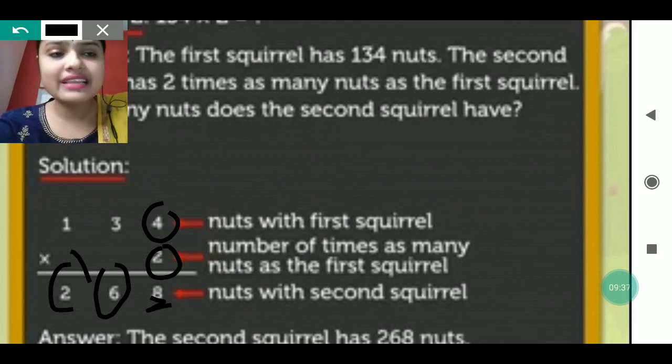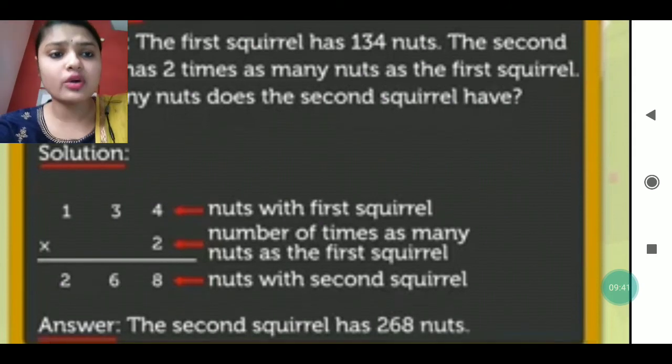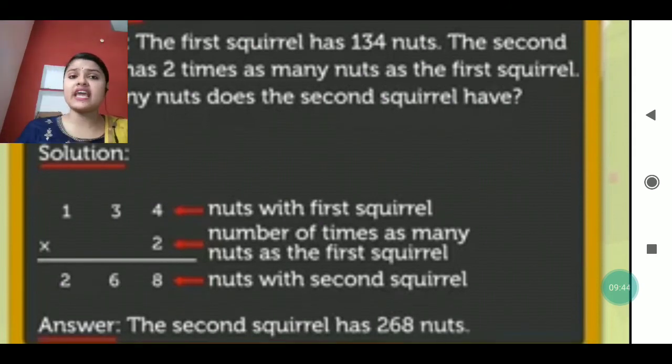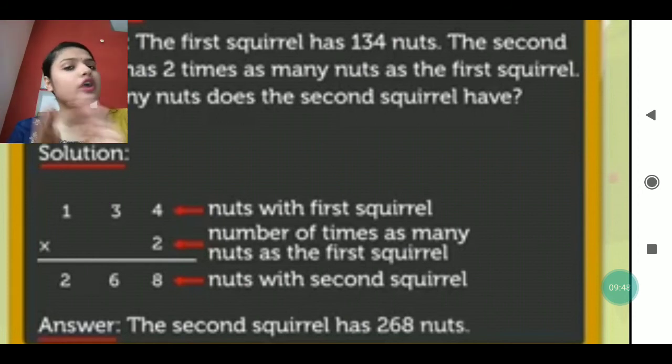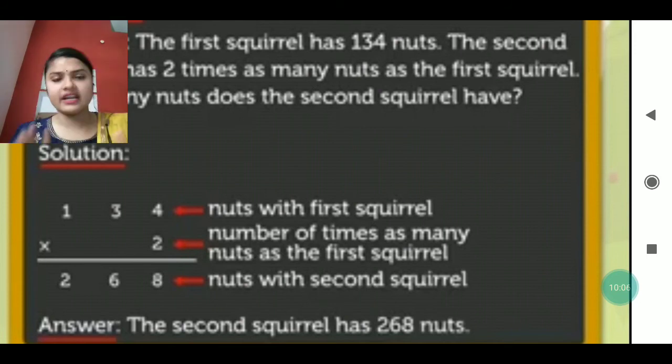Okay, so what will we write as the last statement? The second squirrel has 268 nuts. Keep this in your mind: the number of nuts the second squirrel has is not given. It is given that the second squirrel has 2 times more than the first squirrel. So whatever the number of nuts the first squirrel has, we multiply it, and then we will get the total number of nuts the second squirrel has.